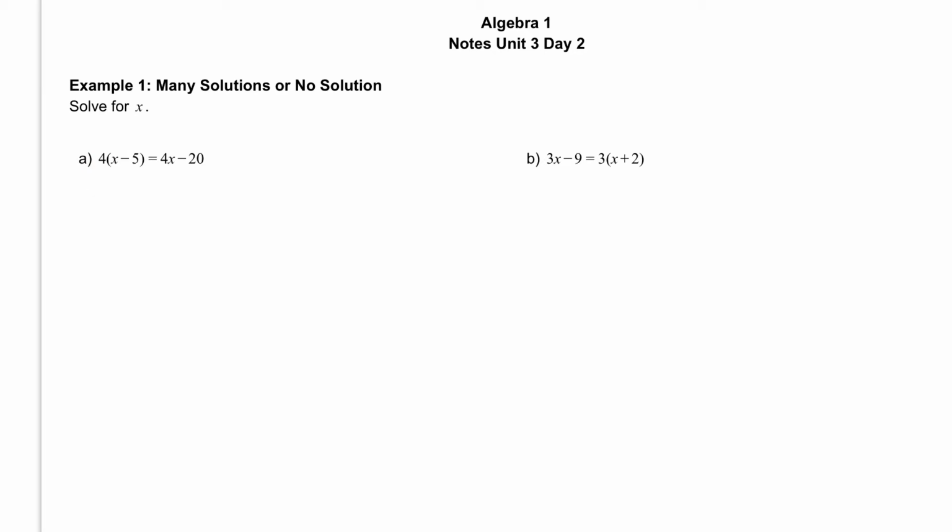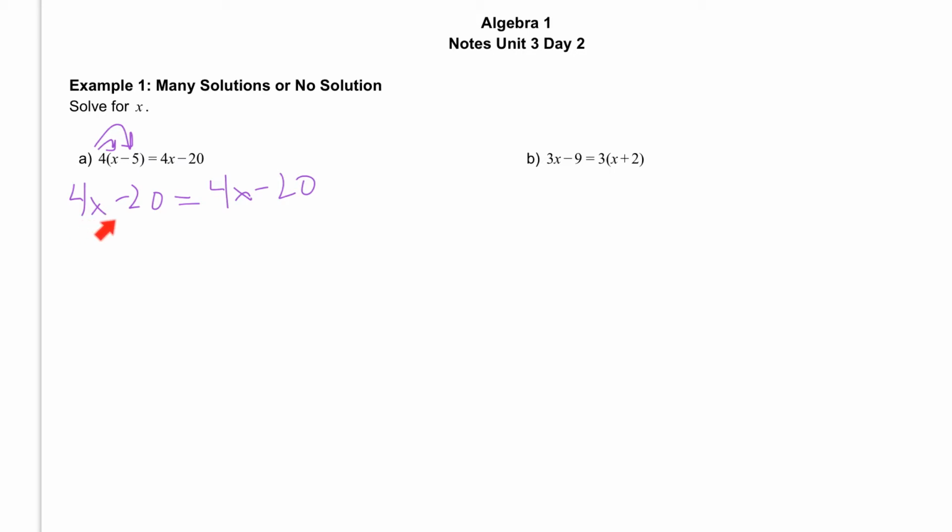So we're going to multiply 4 by x to get us 4x, and then we have to multiply 4 by negative 5 to give us a minus 20. And the right-hand side will stay the same. There's nothing we can simplify. So that's going to stay as 4x minus 20.